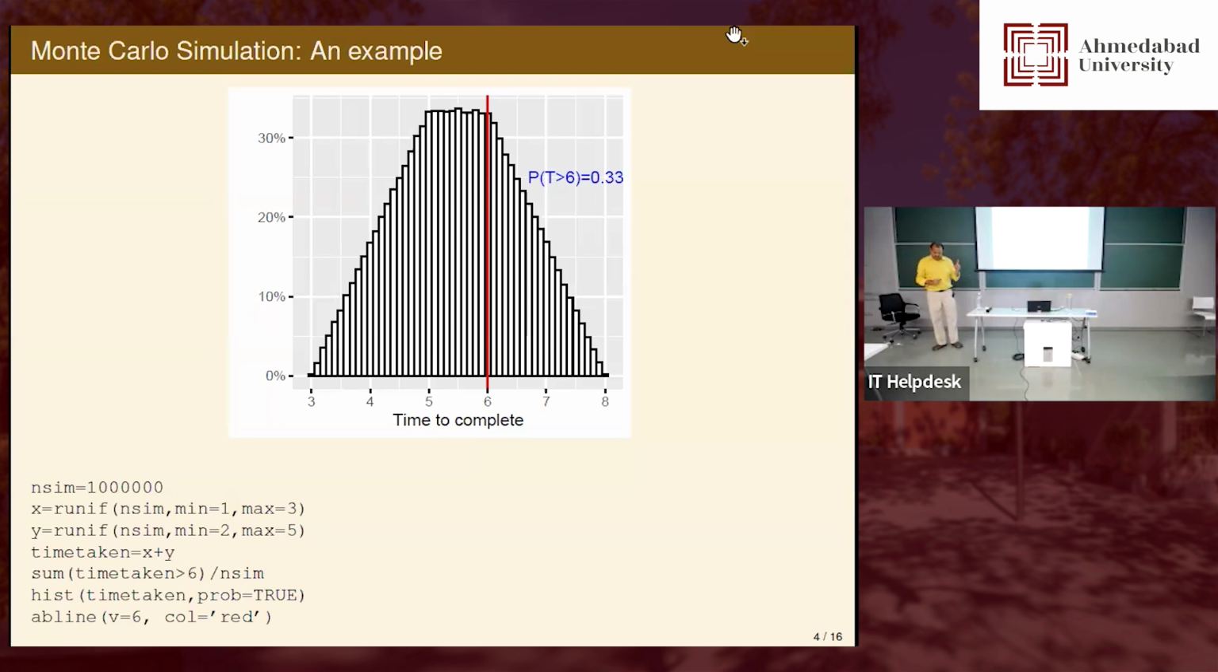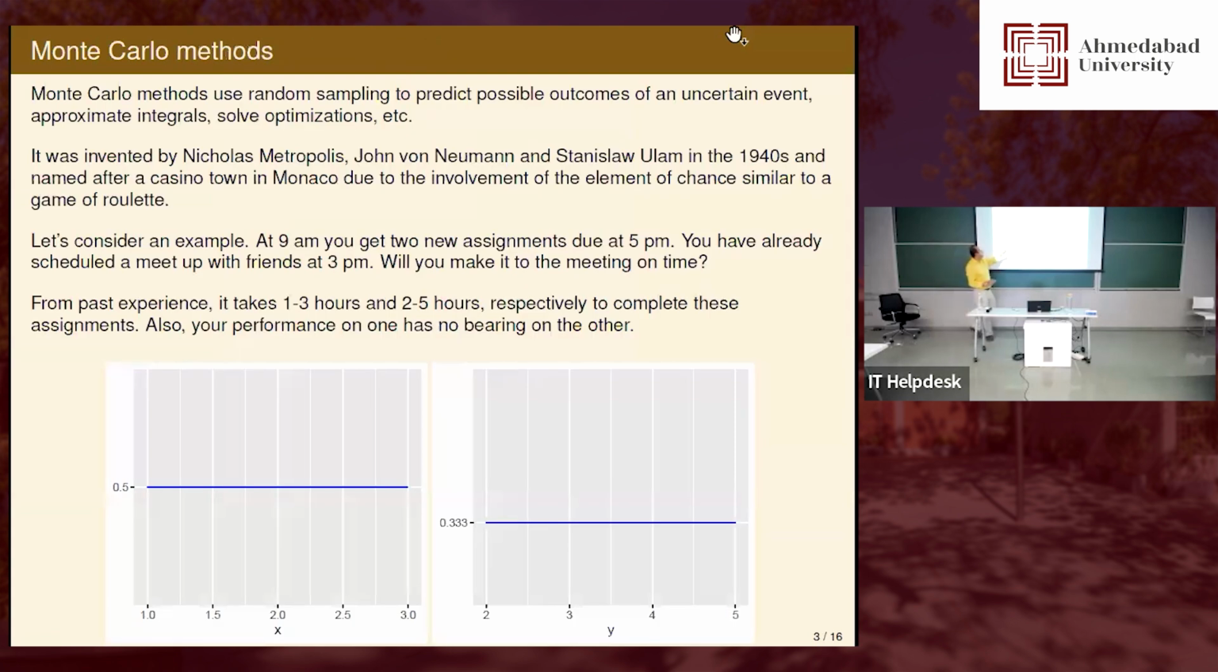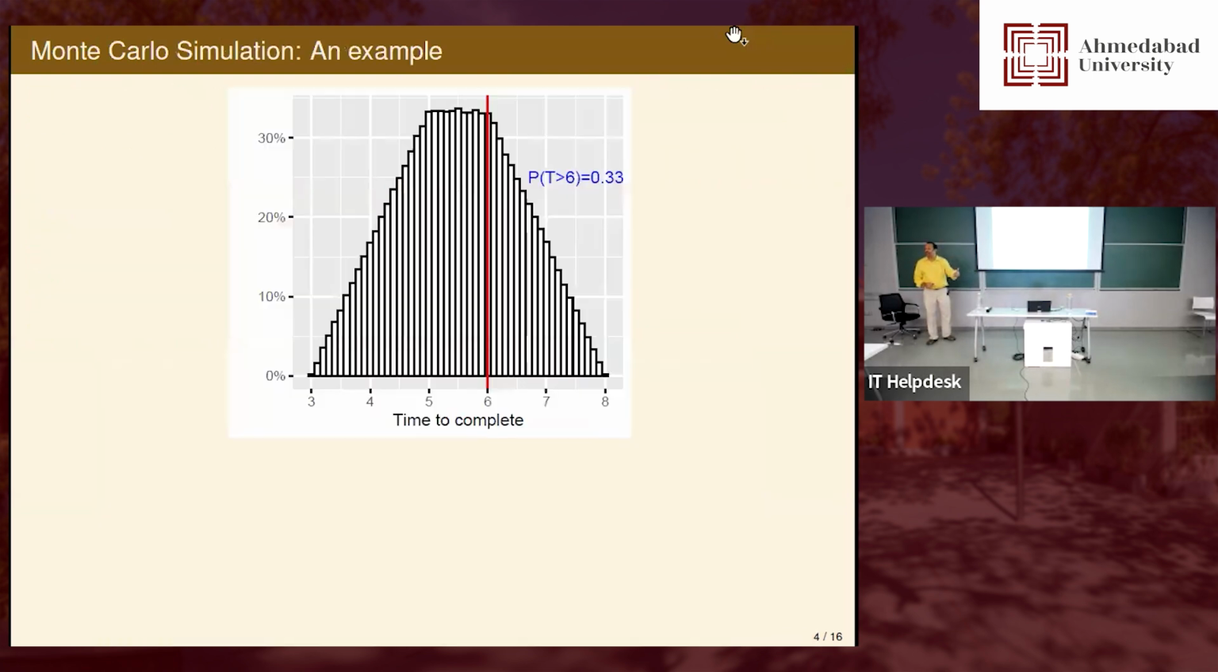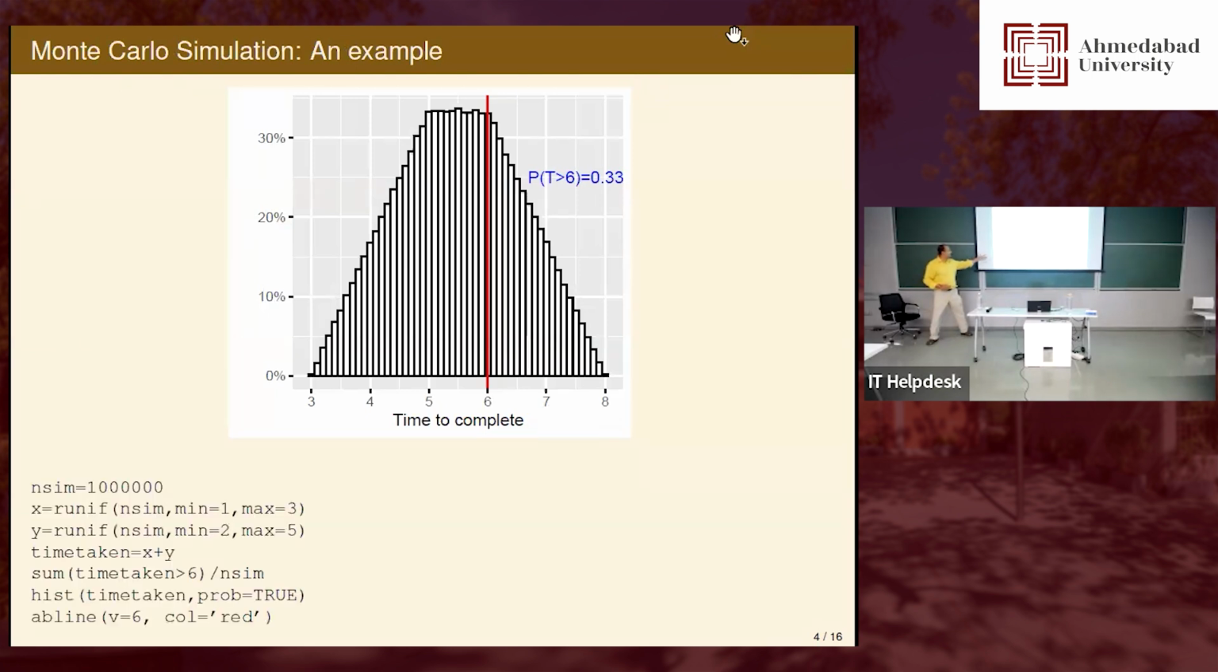But it is easy only because I'm making a big assumption here, that your performance on one has no bearing on the other, which we call the independence assumption. If you don't make that independence assumption, then finding the closed form solution for the distribution of X plus Y will also be very difficult. So anyway, for a complex problem, you have a simple Monte Carlo solution, an approximate solution, but very simple. Just 3 lines of code. That's it.